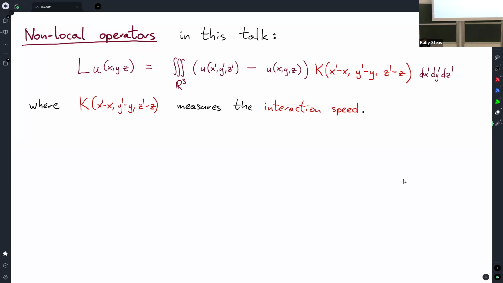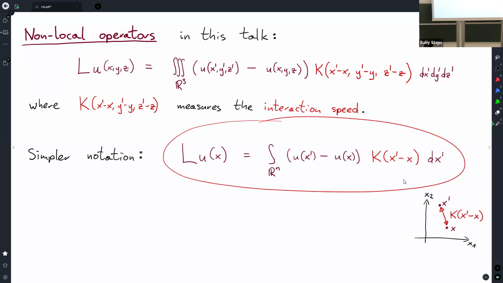Okay, and we assume that this kernel k is translation invariant. So it only depends on the distance between the 2 points and the direction of the 2 points. But if you move your space a little bit left or right, it doesn't make any difference. Okay, and of course this notation is very clumsy, so we use simpler notation where you integrate over Rn and you don't use coordinates.